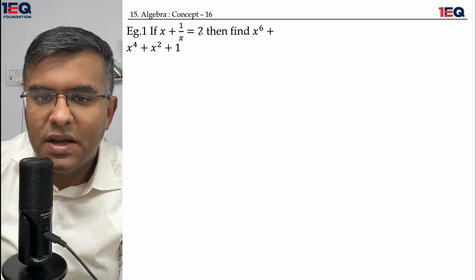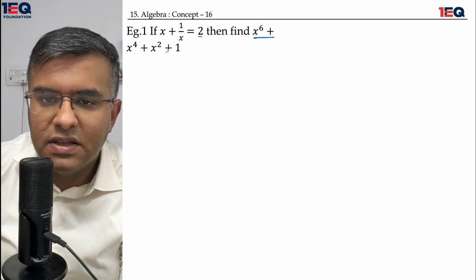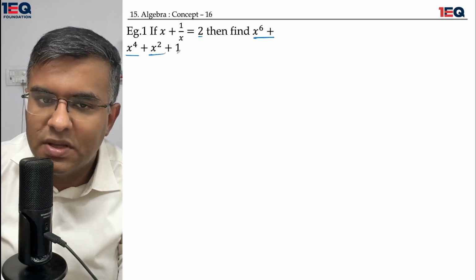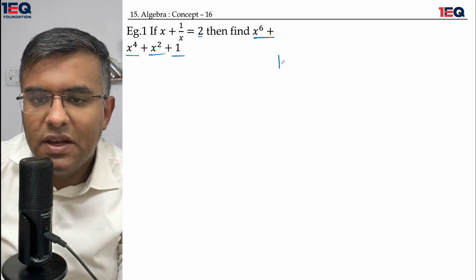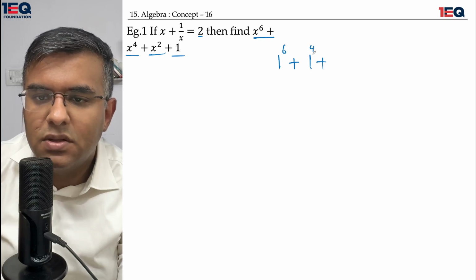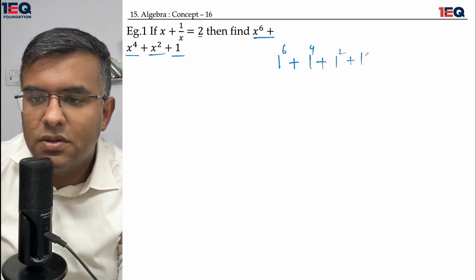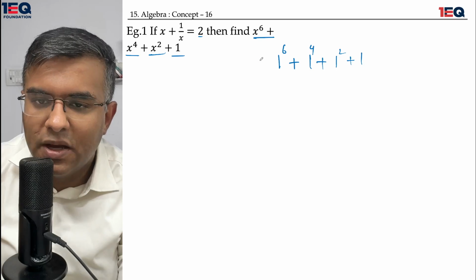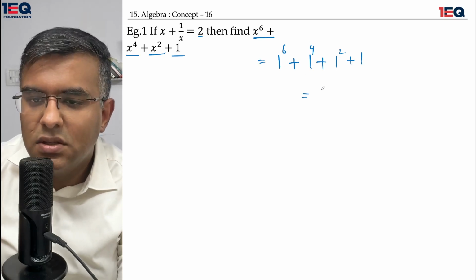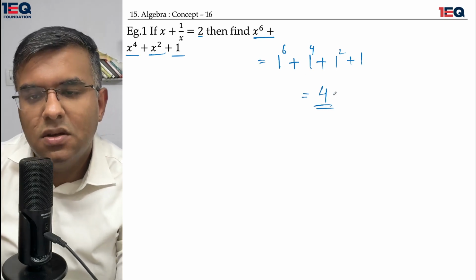If x plus 1 by x is equal to 2, then find the value of x raised to the power 6 plus x to the power 4 plus x squared plus 1. All the values are going to come up to be 1: 1 raised to the power 6, 1 raised to the power 4, 1 raised to the power 2, plus 1 raised to the power nothing, 1 raised to the power 1. So this answer is going to come up as 4.